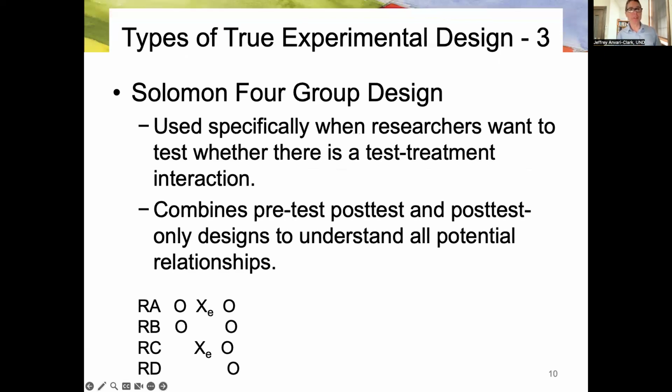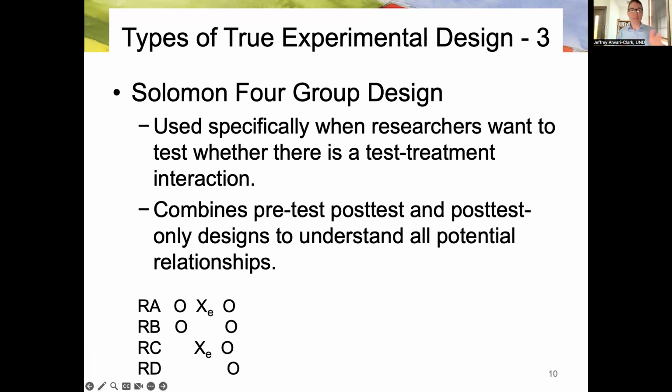Then we've got the Solomon four-group design. This would be every which way, the different combinations, to understand all the different types of relationships, and where we want to understand, is there actually a test impact that's taking place? So we have four groups, and these are all randomly assigned. Group A has your observation, experimental treatment, and another observation, the post-test.